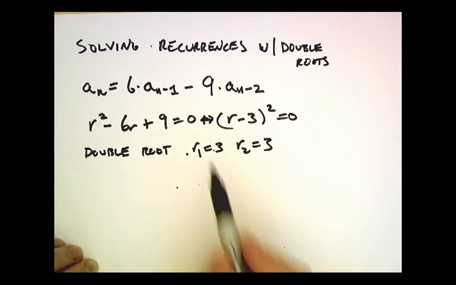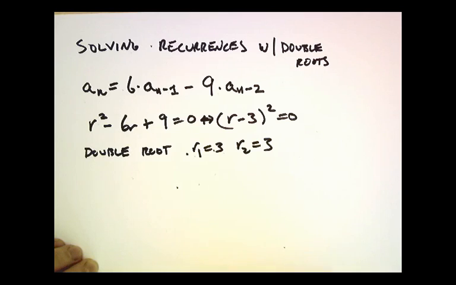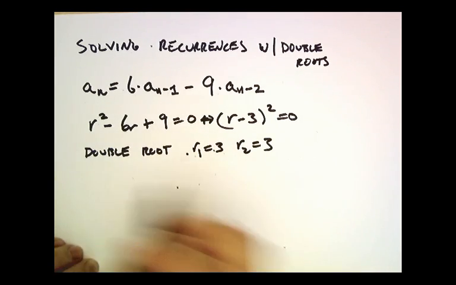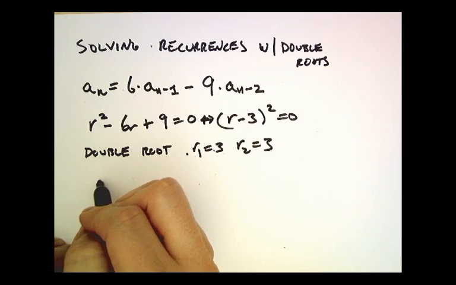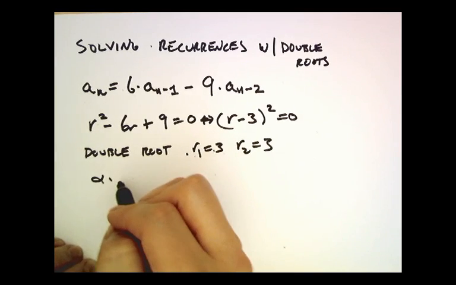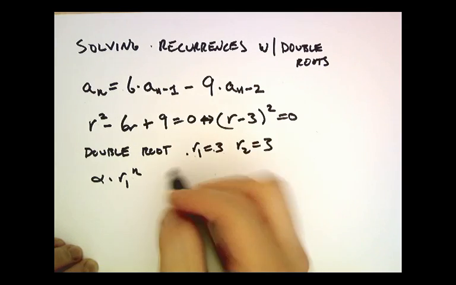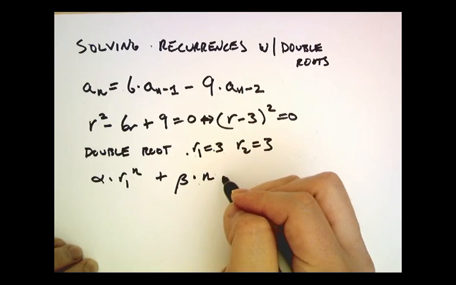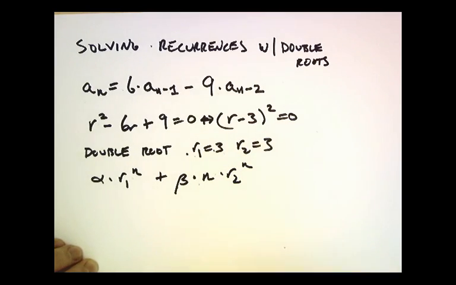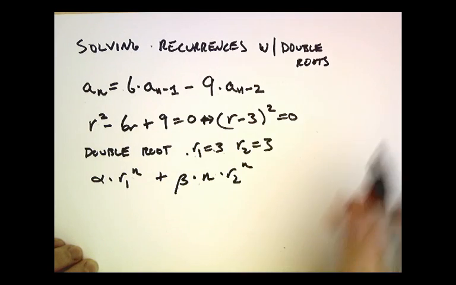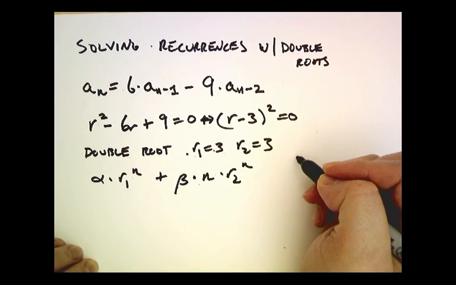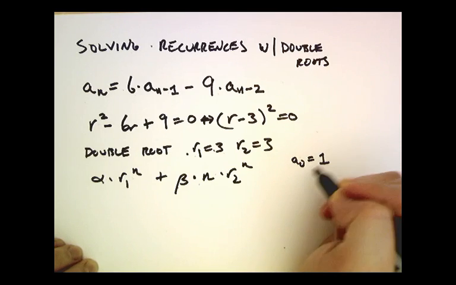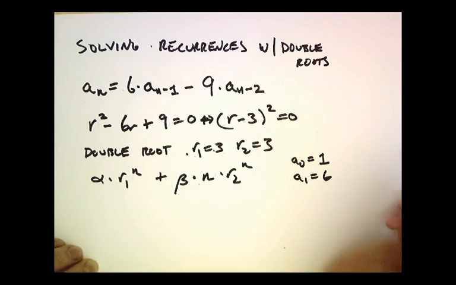So remember last time we said that these two roots had to be distinct. Here they're not. There's one slight twist. It's simple. This time the closed form will be alpha times r1 to the n plus beta times n times r2 to the n. So it's just like last time, except we're multiplying by this n here. And let me give you initial conditions: a0 equals 1 and a1 equals 6.